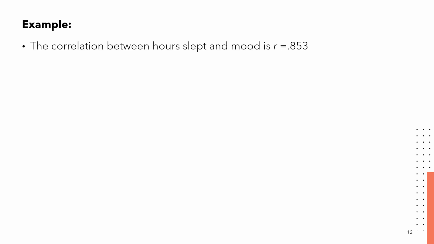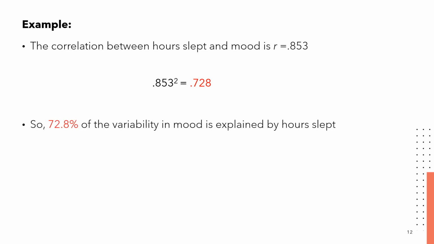Finding the R squared value is straightforward. You just take the R value from the correlation you ran and then you square it. Using the example from part 1 of the lecture, the correlation between hours slept and mood was 0.853. So 0.853 squared is 0.728. Interpreting this number, this means that 72.8% of the variability in mood is explained by hours slept.